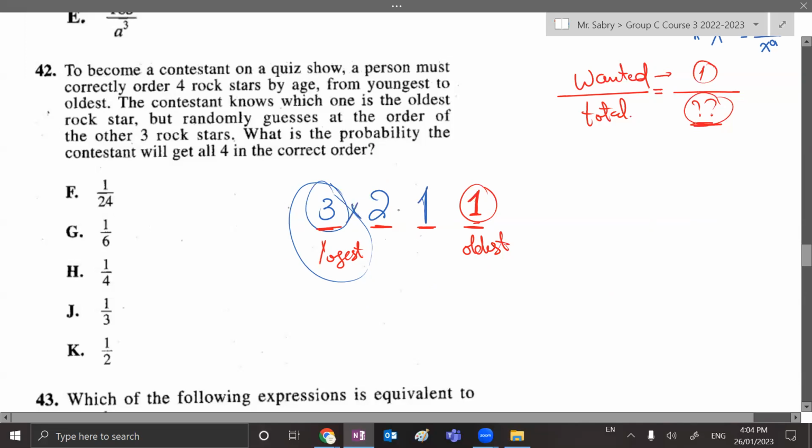Now, if we multiply all of those possibilities by each other, that would get me all the possible choices that they could guess from. So that means that the total choices that they could guess from is 6. And I know that the wanted is the correct one, which is only 1 case. So it's 1/6 as the overall probability. So it's G. Does this make sense?